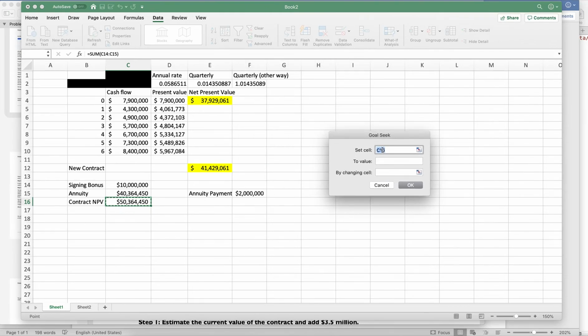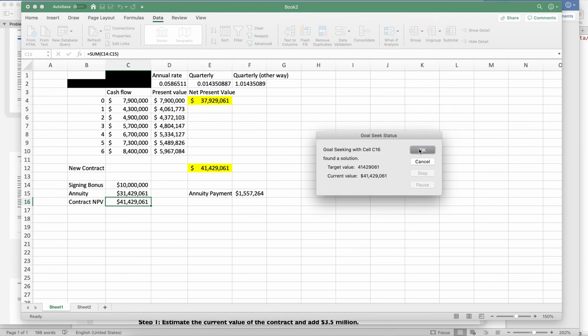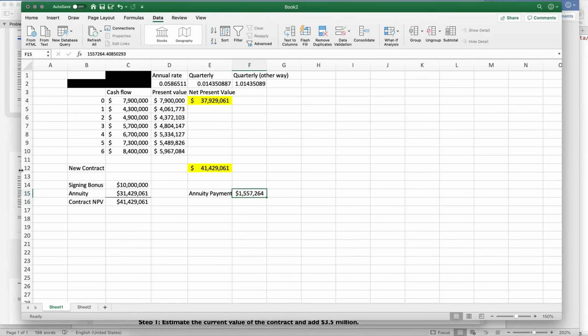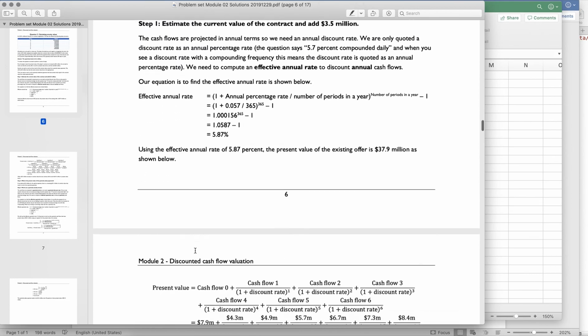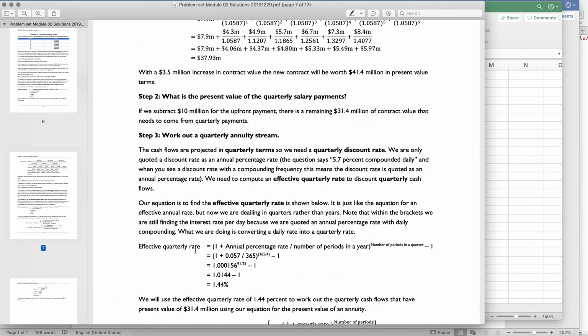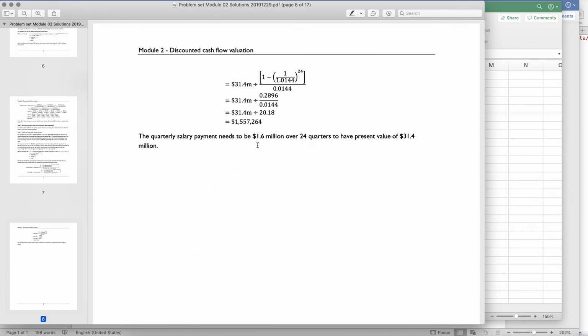We are going to set cell C16, which is our contract NPV, equal to, and I don't think you can actually click this, you have to write it in, $41,429,061 by changing the annuity payment. Hit OK. It's going to calculate it. Hit OK to close it. And you end up with 1.5 million, which is exactly the answer that he gets in his solutions as well.